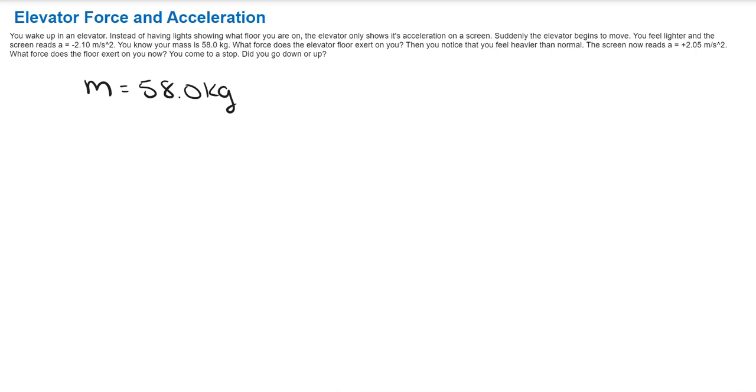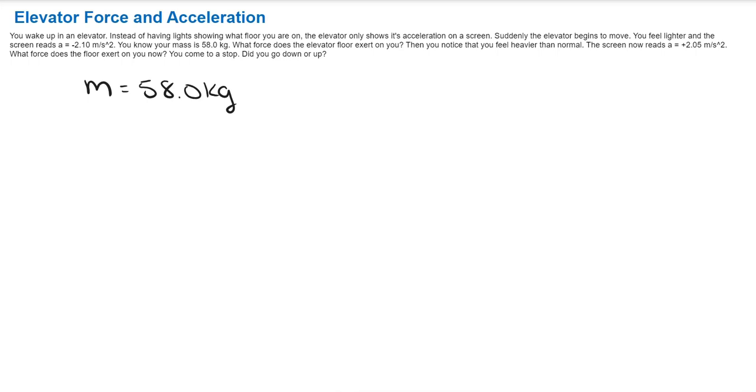First we want to find this force, and then afterwards you begin to feel heavier, and the screen now reads a equals positive 2.05 meters per second squared. And then we want to find that force. And then you come to a stop, and we want to know if we went up or down.